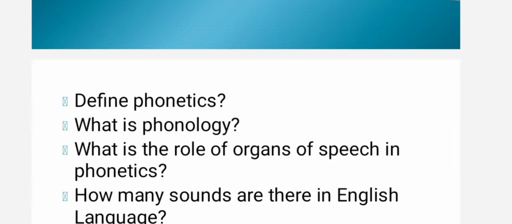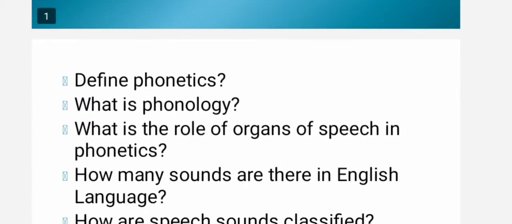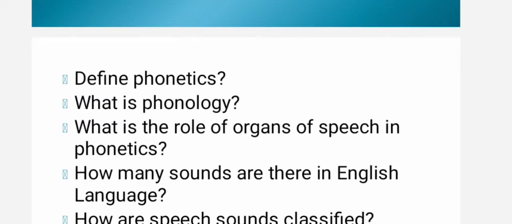The organs used for speech production are the lips, teeth, alveolar ridge, hard palate, velum, that is the soft palate, glottis, and the parts of the tongue, like the tip of the tongue, blade of the tongue, front of the tongue, back of the tongue, and it goes on.